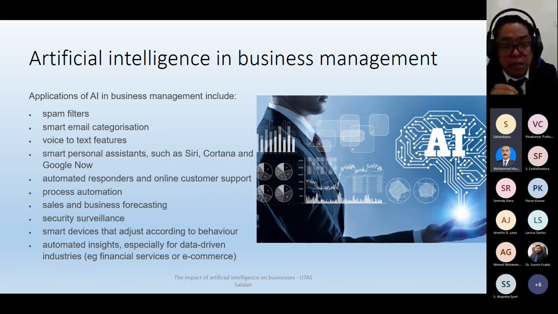Automated responders and online customer support, process automation, sales and business forecasting, security surveillance, smart devices that adjust according to their behavior, and automated insights, especially in data-driven industries like financial services or e-commerce.